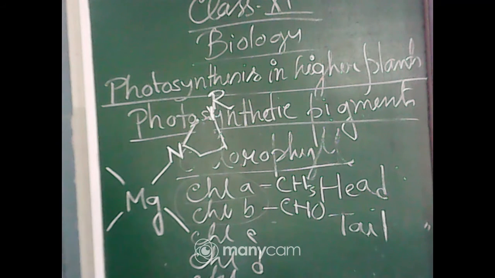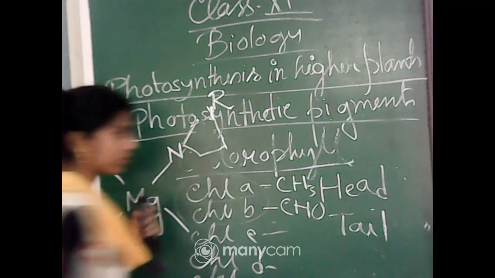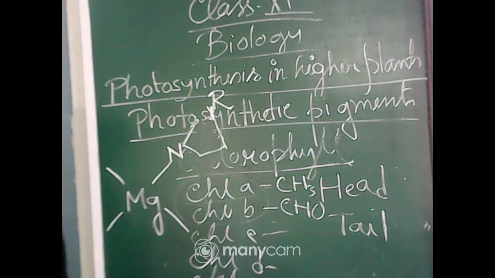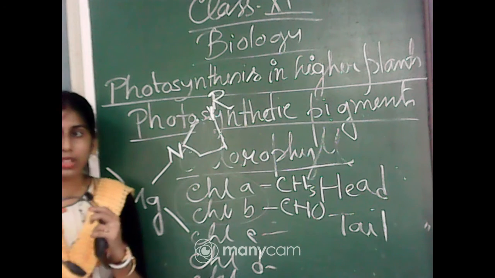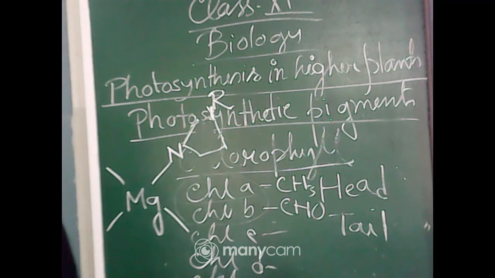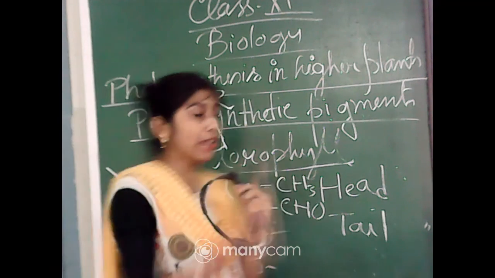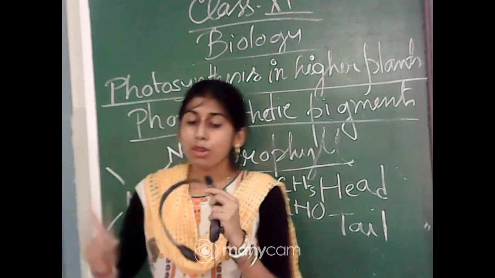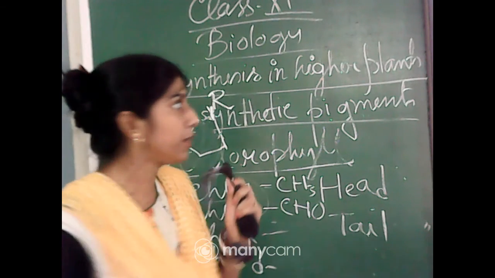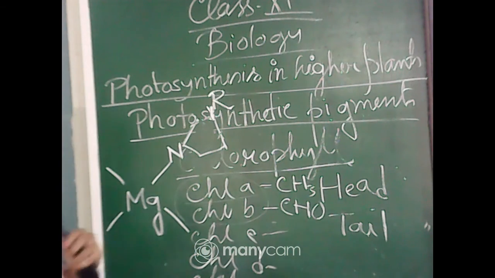Okay, so chlorophyll C, chlorophyll D, and chlorophyll E can be found in brown algae and red algae. This can be found in brown algae, this can be found in red algae. So these three chlorophylls can be found in different types of algae. Now, another photosynthetic pigment: chlorophyll A is the main photosynthetic pigment. Besides the main photosynthetic pigments there are some accessory pigments also.